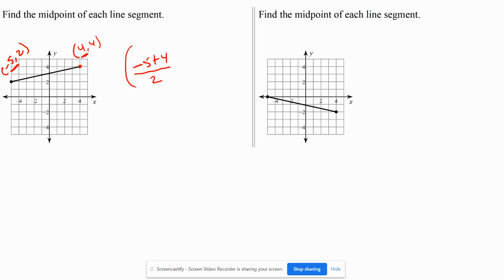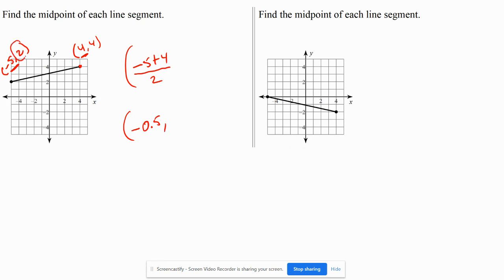-5 plus 4 is -1. -1 divided by 2 is -0.5. Don't type in just a 0.5. Type in -0.5. Okay, that's how I got the x value.